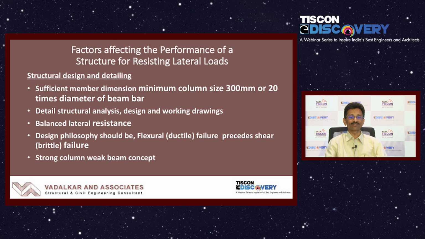So you should have sufficient member dimensions. If you look at the new code, that is 13920, it stipulates some minimum column dimensions. A minimum of 300 is required. If you want to design a column, the minimum width of the column should be at least 300 millimeters. And another clause is also there that, based on the diameter of the bar you are putting in a beam, the column size should be about 20 times the diameter of the bar in the beam. So these are again some requirements given in the latest codes.